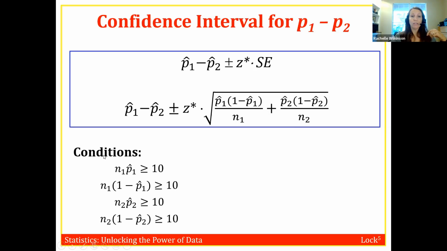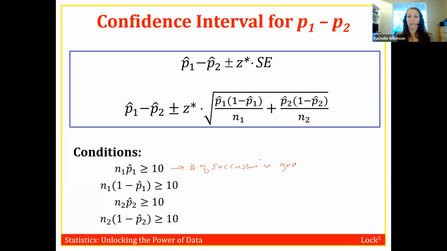And the conditions that have to be met in order to make sure that our sampling distribution for p hat 1 minus p hat 2 is normal is that we need n1 times p hat 1, n1 times 1 minus p hat 1, n2 times p hat 2, and n2 times 1 minus p hat 2 to all be greater than or equal to 10. Now, because we're using all p hat values here, another way to look at these is n1 times p hat 1 is really the same as the number of successes in sample 1.